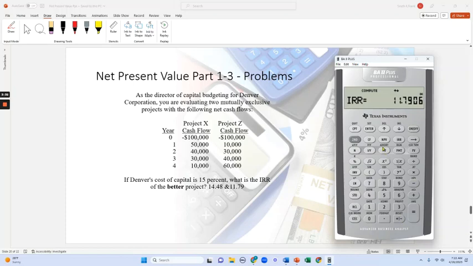Just to prove that to you, if we go into the NPV and add the 15% cost of money for the second one, and you compute it, you can see it has a negative net present value. Let me show you one other thing that's interesting about this too. So after we took away the $100,000, we were still 8,000 in the hole.